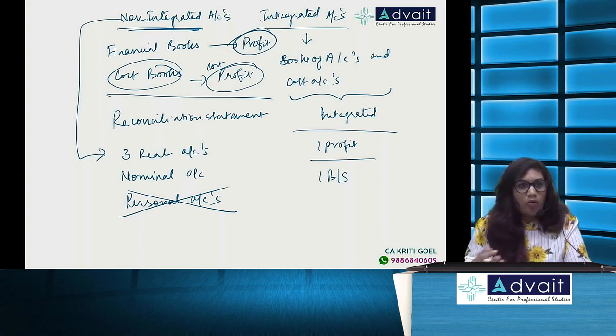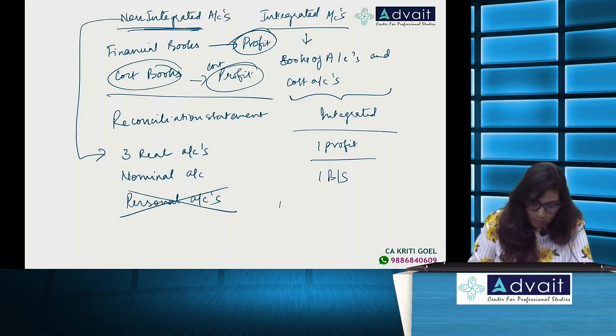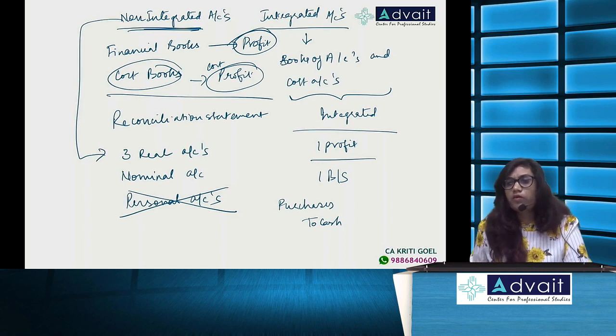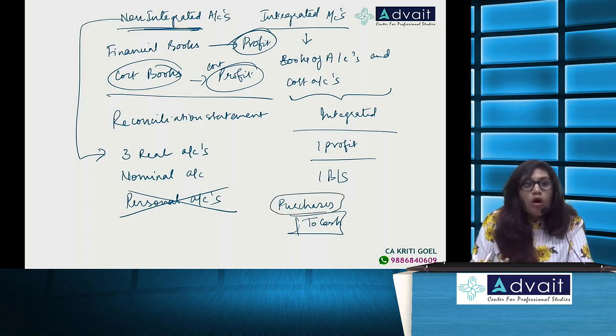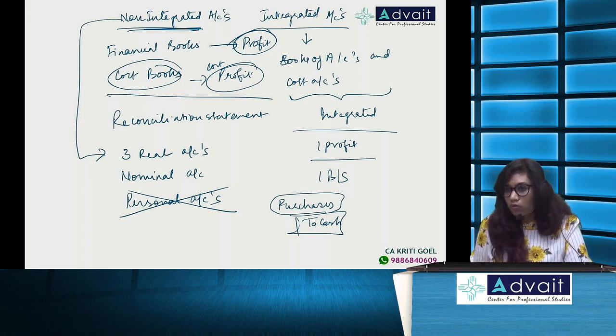Tell me. Now, say in financial accounts, we are purchasing. What is the entry for purchases? Purchases to cash or bank or creditors, whatever be the case. Correct? Now here, cash is what kind of account? Real account. I don't have any other real account. I just have 3. I'll tell you which 3 they are. They are not cash. So, purchase is okay. To what? I don't have an account.